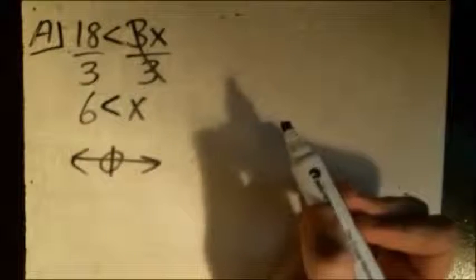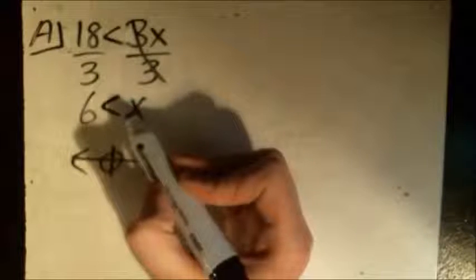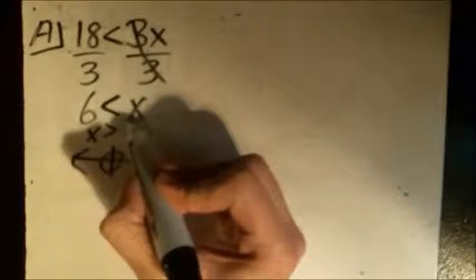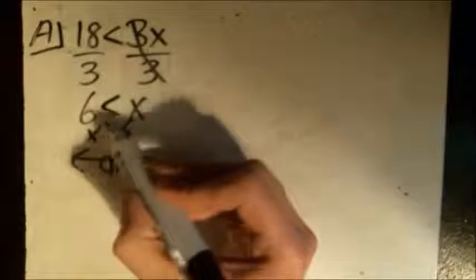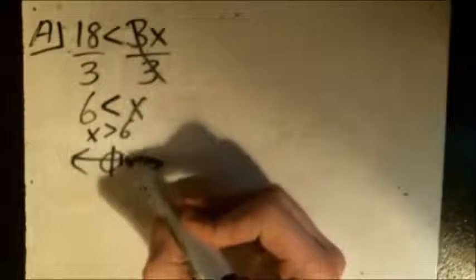When you graph that, it's going to be an open circle because it's just a less than sign. My variable is presently on the right, so I've got to flip this around so I can use my trick. So I'm going to have x is greater than 6. Right now my variable's on the left, so my arrow trick says that I can shade to the right.